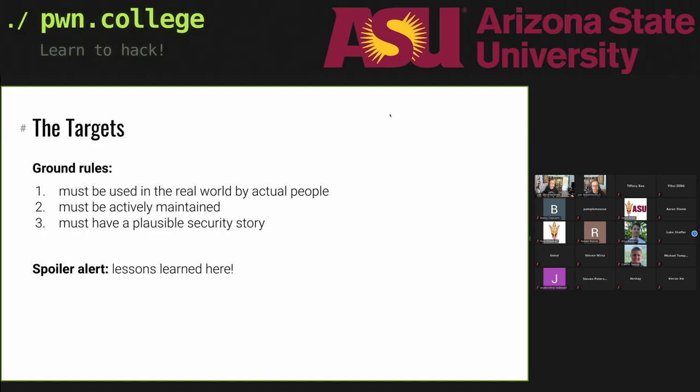We had very few ground rules. One, we wanted that software to be used by real people, right? If the software isn't actually used in the real world, then why bother analyzing it, right? The software must be actively maintained. So active software in which we have a hope of getting these issues fixed. And the security story must be plausible, right? So you don't want to find bugs in ls. I mean, there could be security stories in ls, but really, optimally, you find bugs in something that people will care about being buggy or being vulnerable specifically.